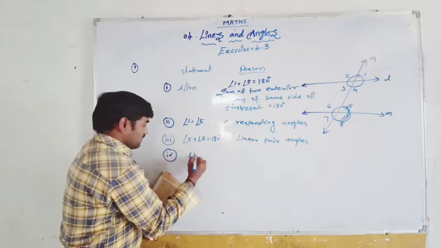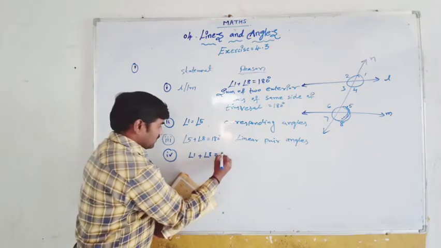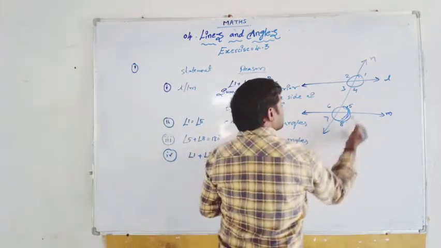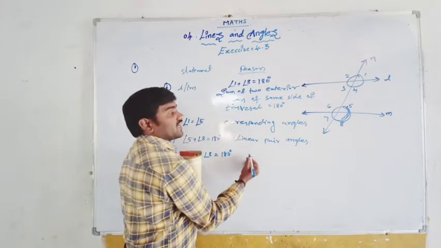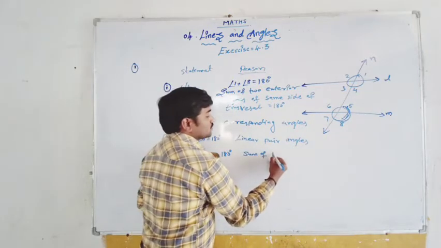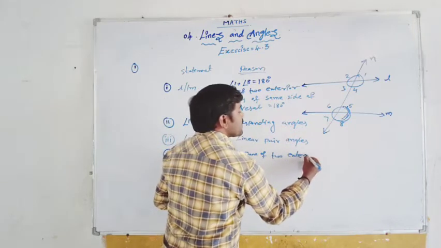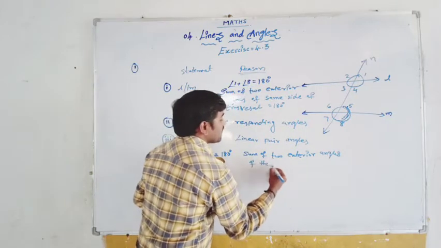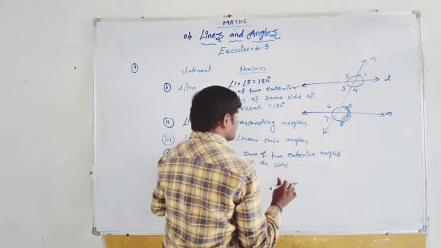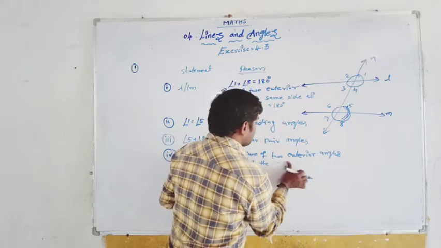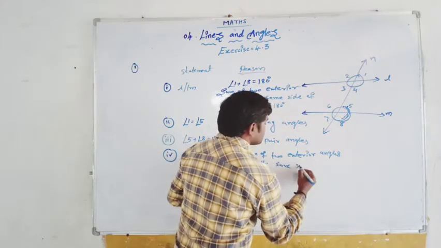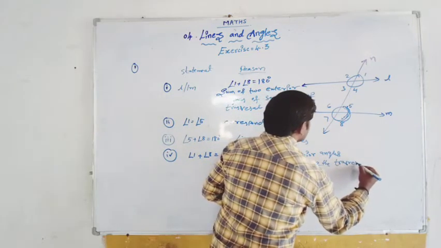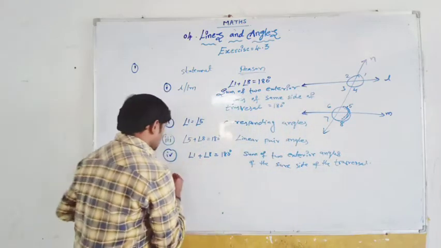Then the fourth one is angle 1 plus angle 8 equal to 180 degrees. Already they are given here. So what kind of angles are they? Angle 1 plus angle 8, same thing here: the sum of two exterior angles of the same side of the transversal.